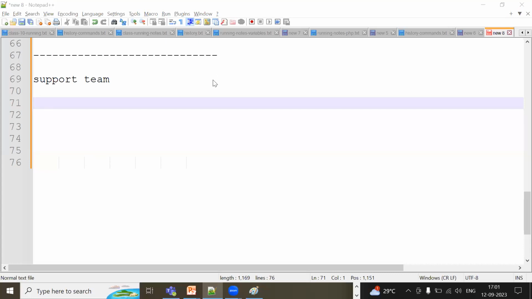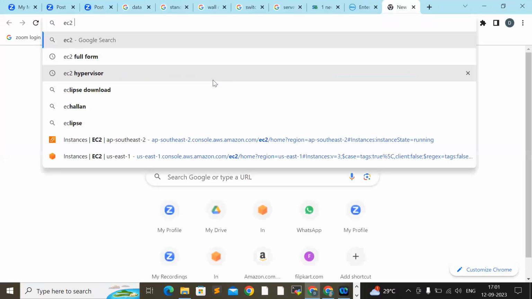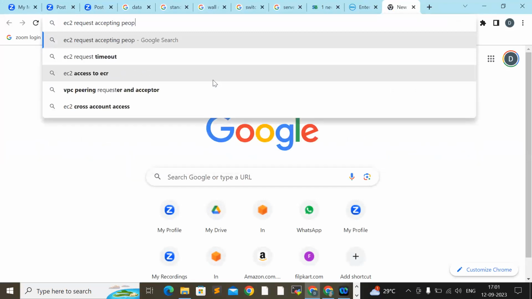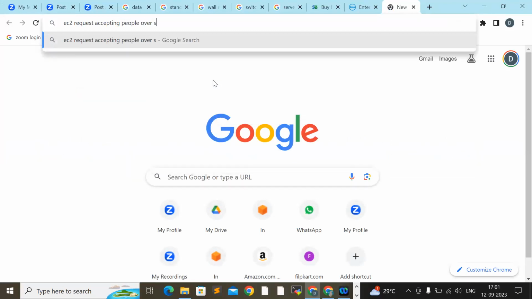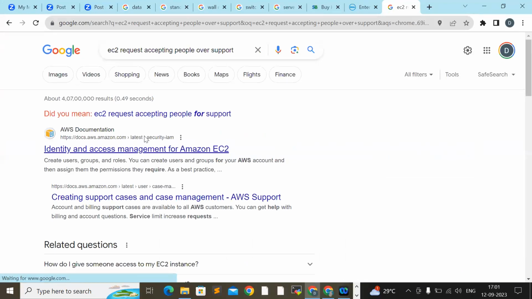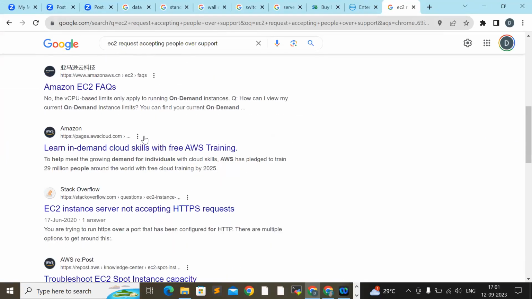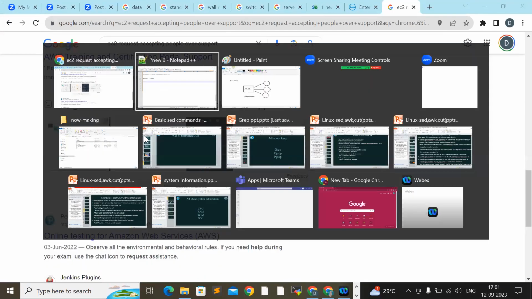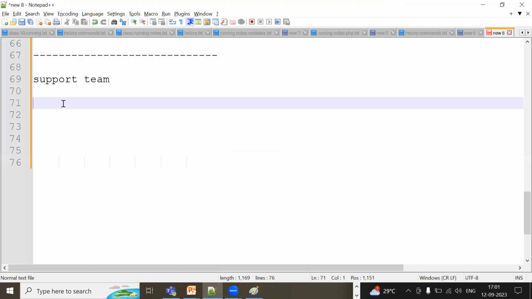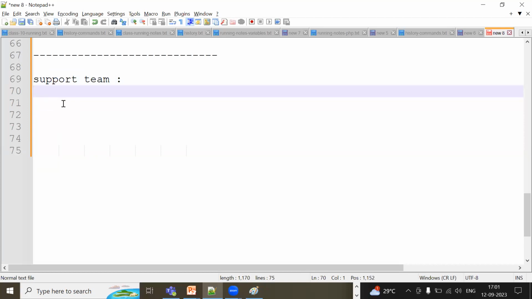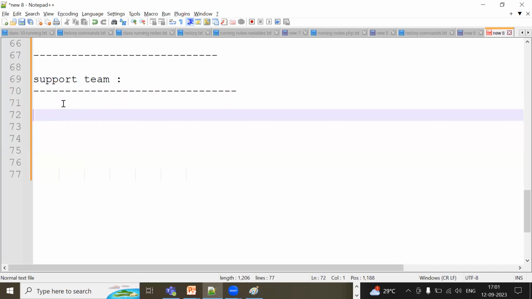So there are people who accept requests and give all of this support whenever you request. If you are unable to launch something, they take all of the headache. You just need to deploy the things.